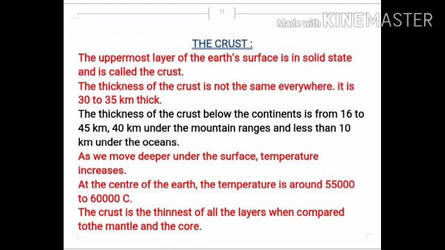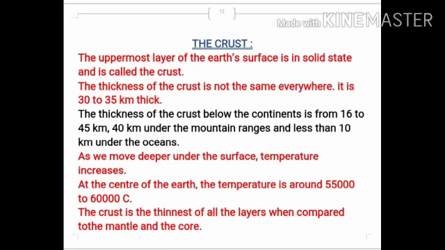So, here what we have to understand is that the thickness of the crust will change in different places. Continents means the land part. There the thickness is 16 to 45 kilometers. Under the mountain ranges, where there are mountains, the thickness of the crust will be 40 kilometers. And in the area under the oceans, the thickness of the crust will be less than 10 kilometers.